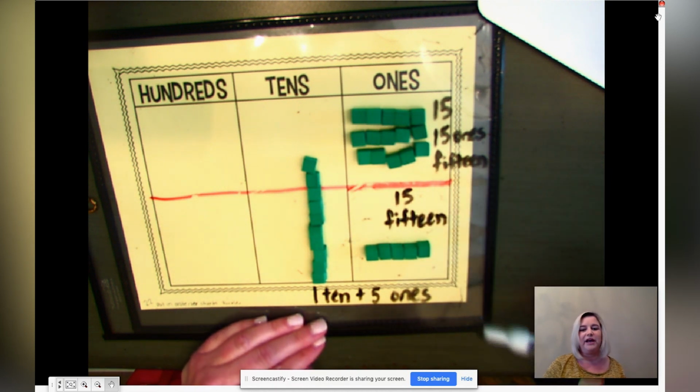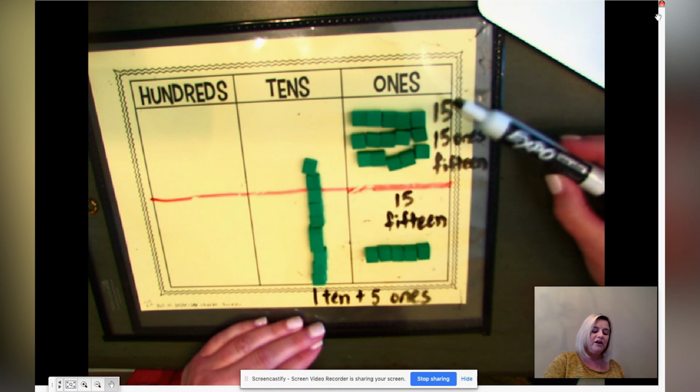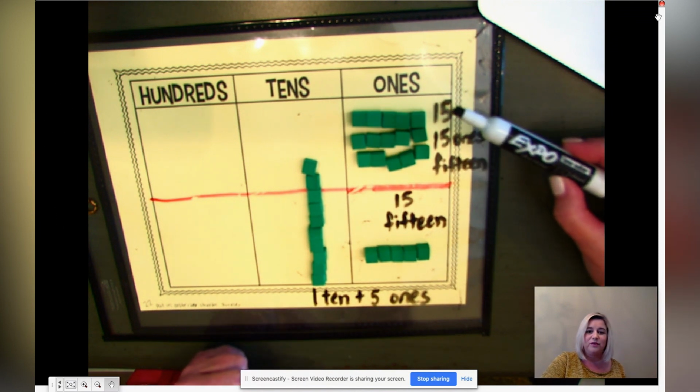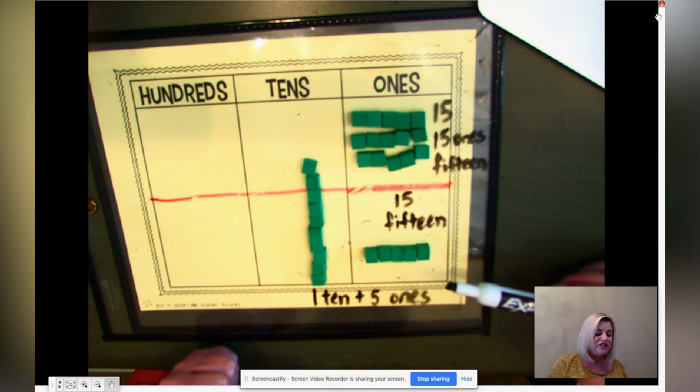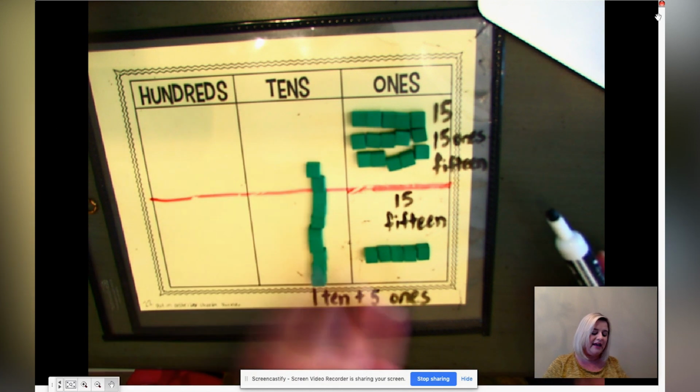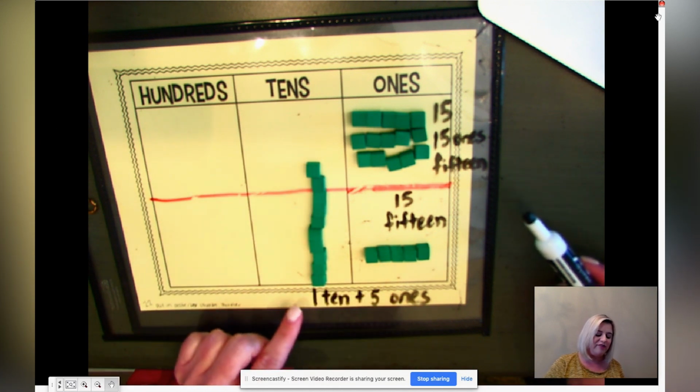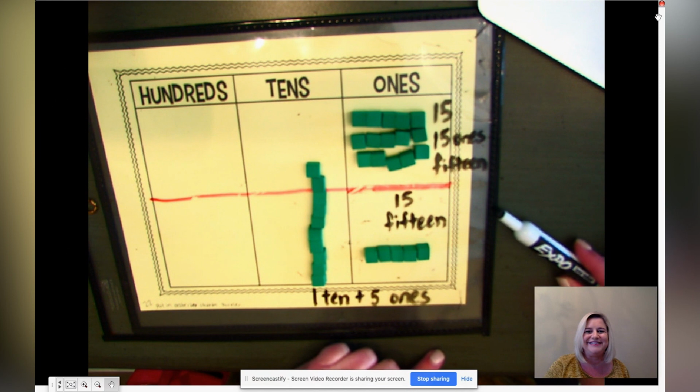So let's compare. So up here, we left all the ones together in the ones place. Down here, we had 15 ones, but we wanted to make it easier. So we bundled a group of 10 and moved it over. So now we have 1 10 plus 5 ones.